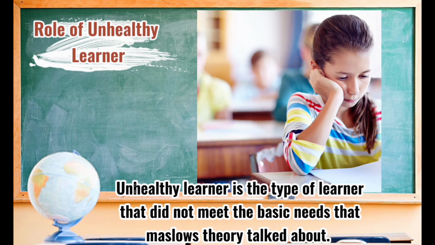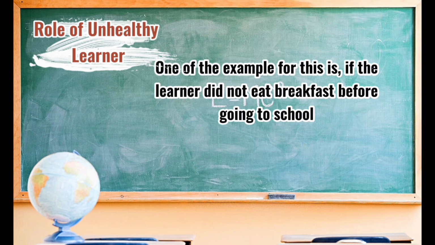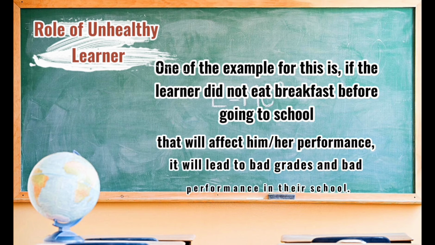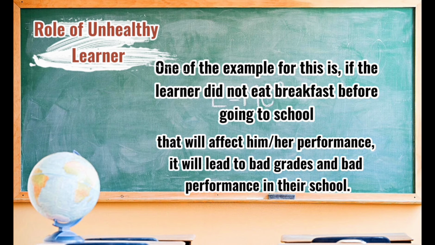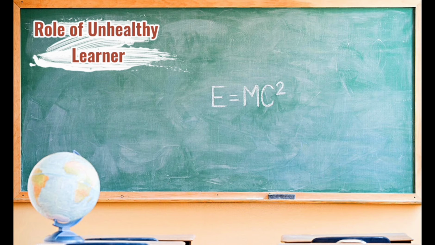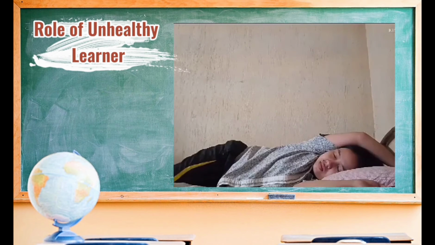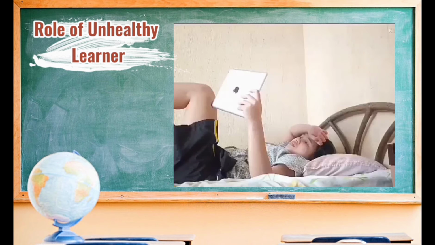An unhealthy learner is a type of learner that did not meet the basic needs that Maslow's theory talked about. One example of this is if the learner did not eat breakfast before coming to school, that will affect his or her performance and it will lead to bad grades and bad performance at school. So Maslow's theory is about motivation, and if the learner is not motivated to learn, then he or she will have bad grades and that's how they become unhealthy.